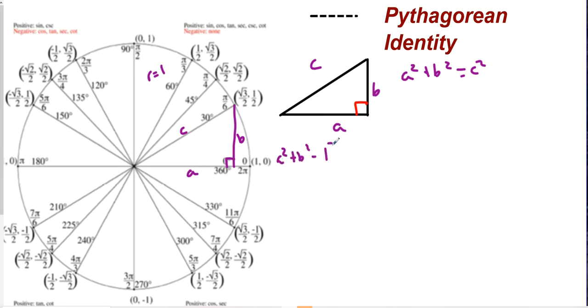Now in this case, r is equal to 1, so we would have a squared plus b squared is equal to 1 squared in our unit circle situation. But this is going to apply no matter how we dilate this circle, and we will have any radius. It's going to work for any radius.